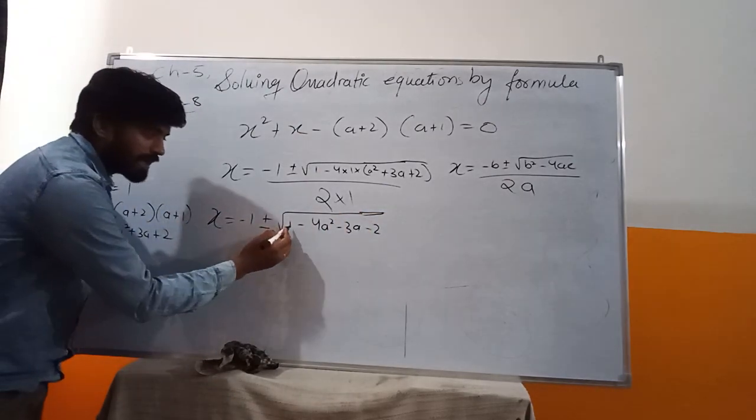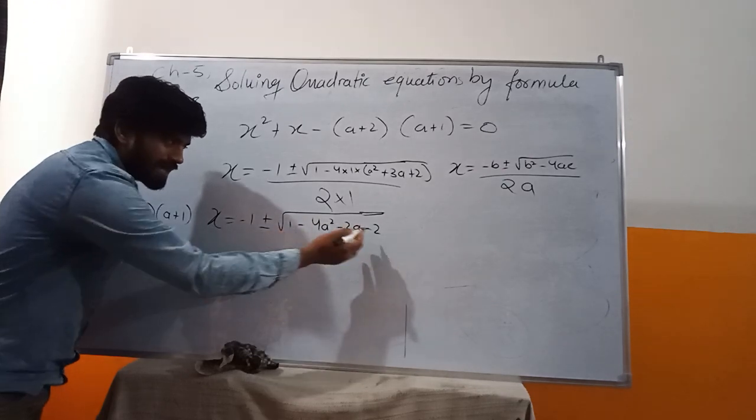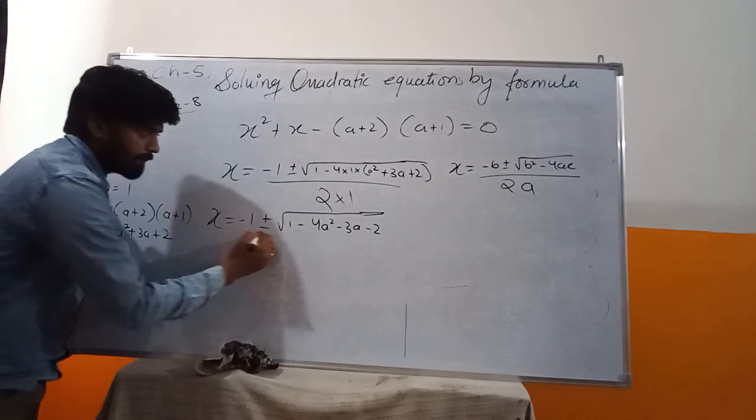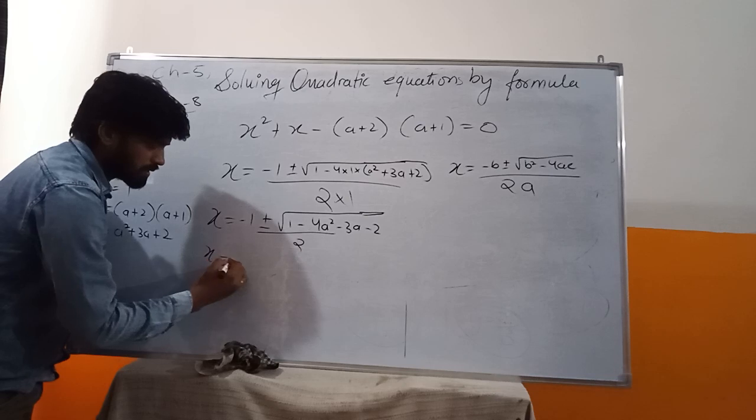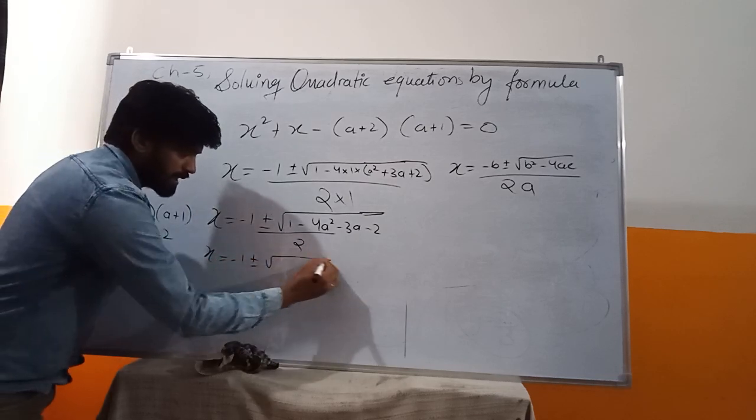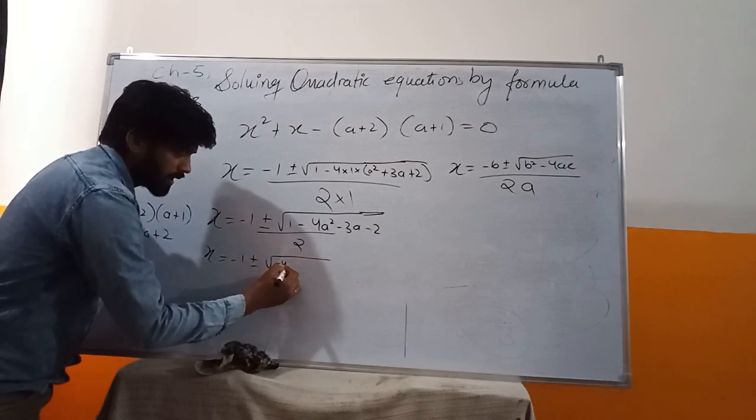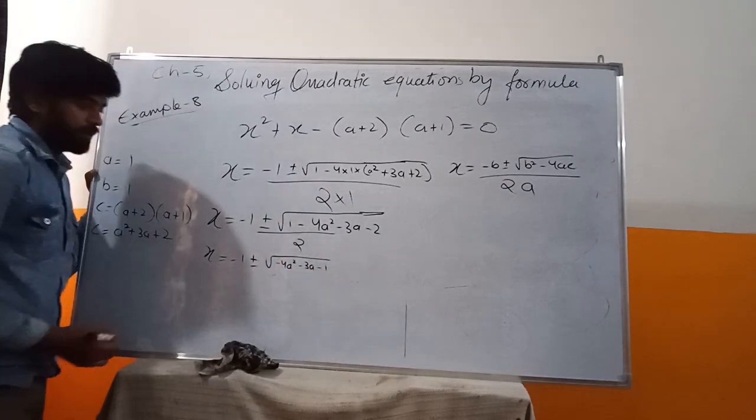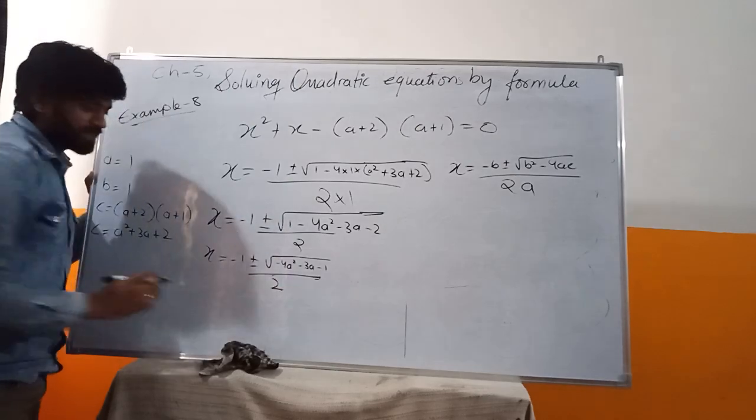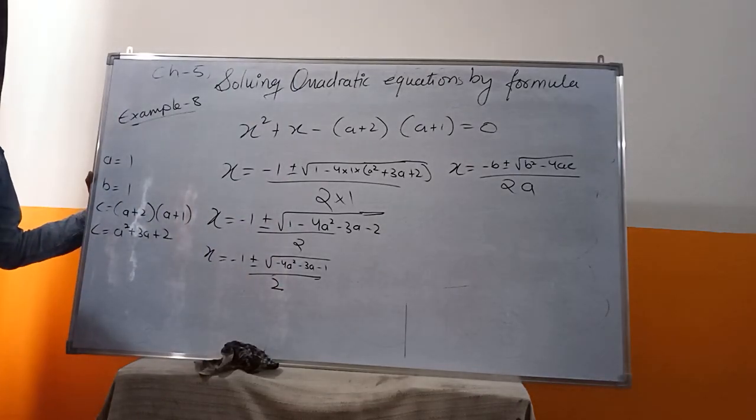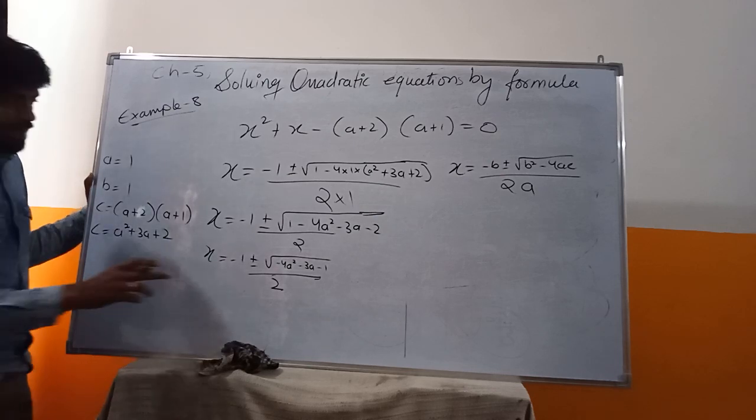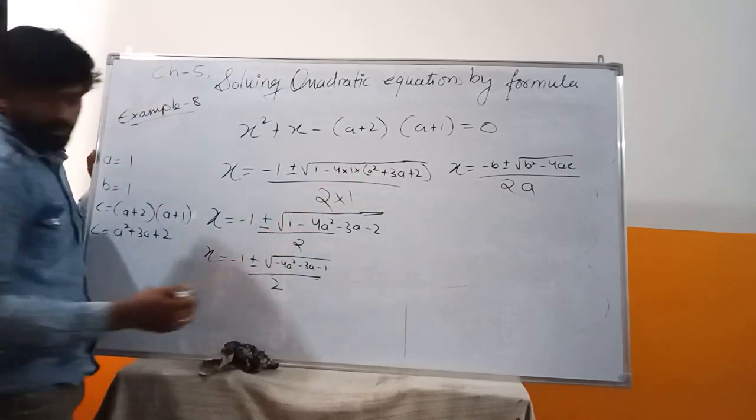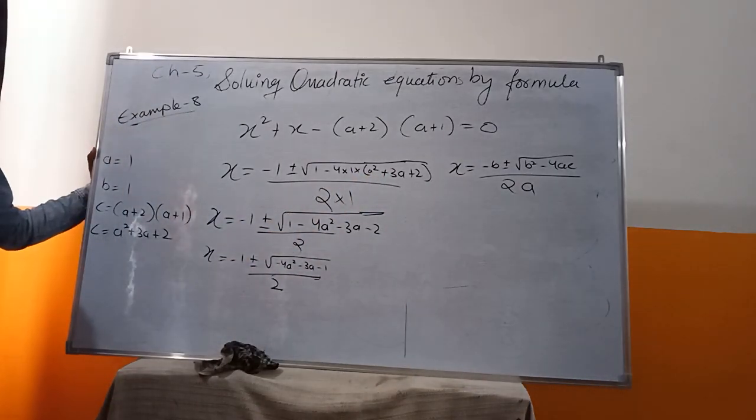Now minus 1, sorry, here is plus 1, and so what it's going to become, upon 2. So x equals minus 1 plus or minus the square root of minus 4a square minus 3a minus 1, upon 2. This is what I am getting right now. Okay, now what's going to happen over here, just hold on a second, there was a minus outside.